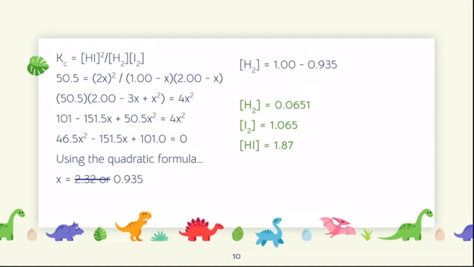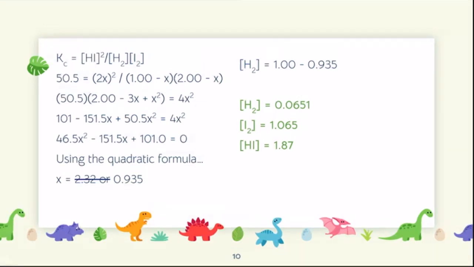If we rearrange this by multiplying both sides by the denominator, we get 50.5 times 2 minus 3x plus x squared equals 4x squared. We can rearrange this once again and subtract 4x squared from both sides to get our final quadratic equation of 46.5x squared minus 151.5x plus 101.0 equals 0. We're going to use the quadratic formula here, which is negative b plus or minus the square root of b squared minus 4ac over 2a, and we get two answers, x equals either 2.32 or 0.935.